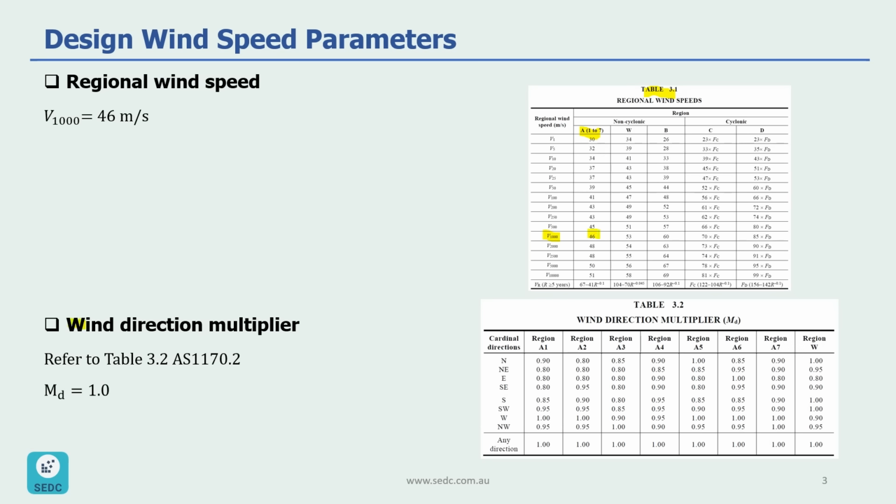The other factor we need to determine is the wind direction multiplier, or MD. If we look at table 3.2, for different regions and different cardinal directions, we can get different factors. What we usually do is look at the option "any direction". If you want to go for these 8 different cardinal directions, it's going to be a very time-consuming process. So we take the value of 1 for MD.